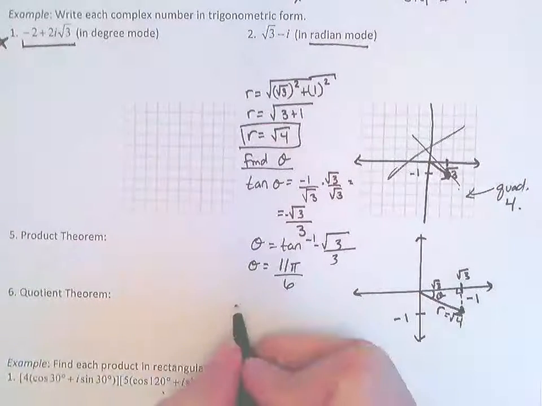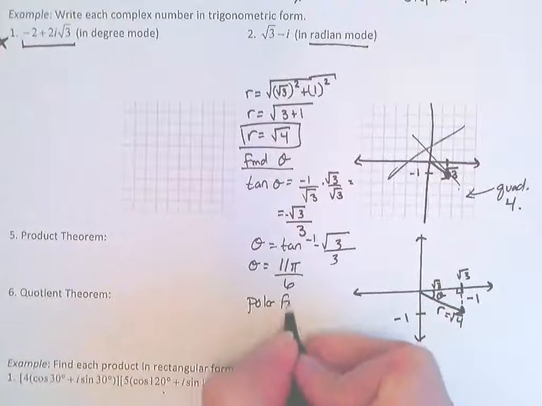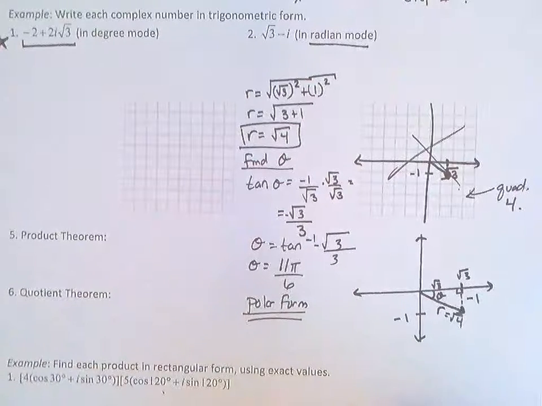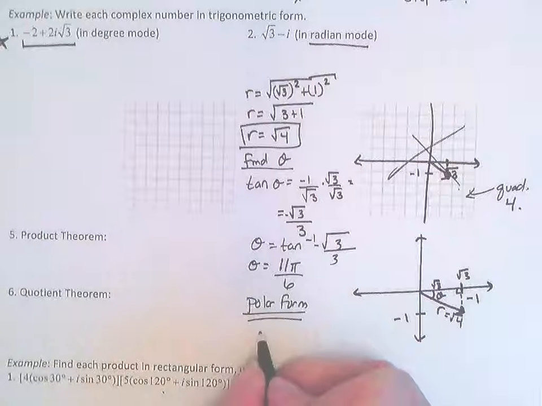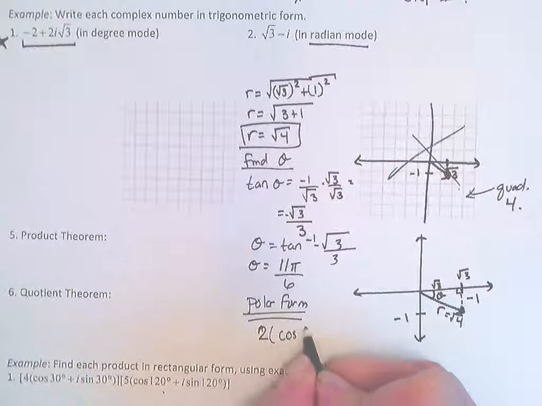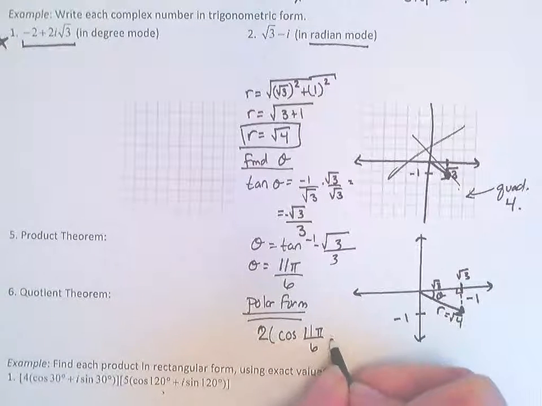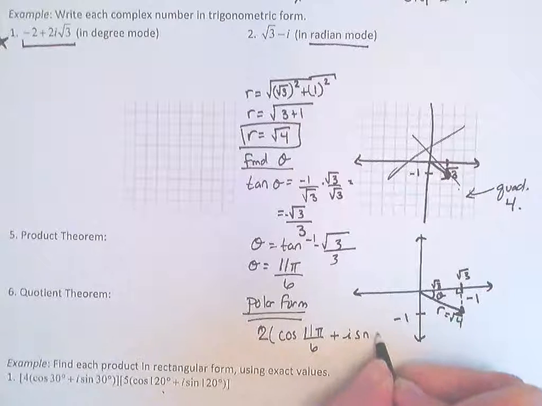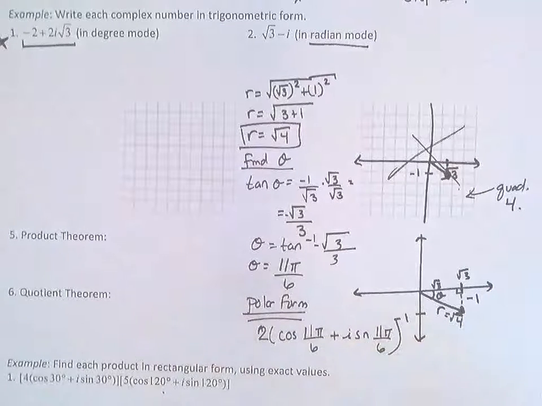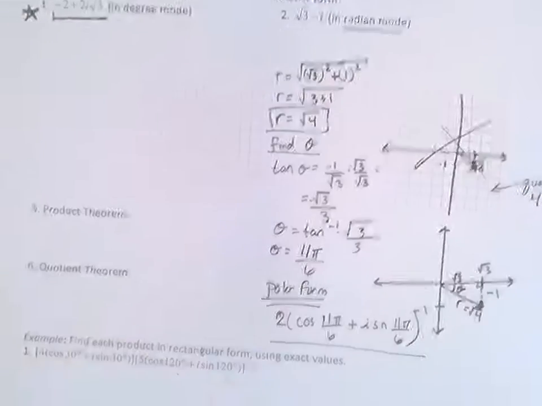Okay, and now we can write down the polar form of square root of 3 minus i, which is 2 times cosine of 11 pi over 6 plus i sine of 11 pi over 6. And we are done. Alright, we'll do this one together in class tomorrow because I know I kind of rushed through this.